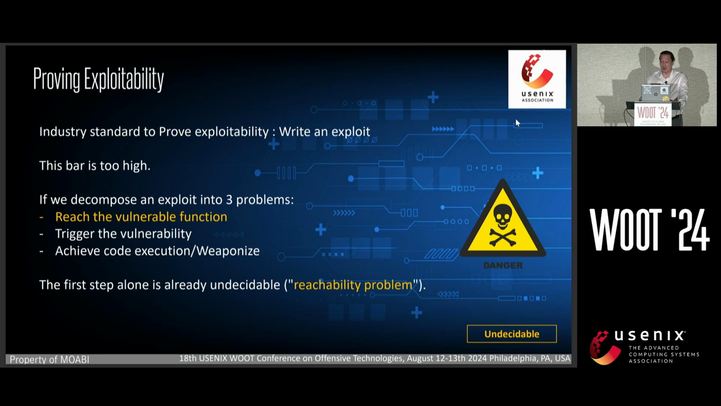So the little bit of a problem here is that the first step alone, reaching the vulnerable function, is called the reachability problem, and it's known undecidable since the PhD thesis of Henry Gordon Rice in 1953. So we've been knowing that this is an undecidable problem for 70 years. So if you're asking product security teams to do that multiple times a day, to verify 1,000 vulnerabilities, you're asking them to solve undecidable problems 1,000 times a day.